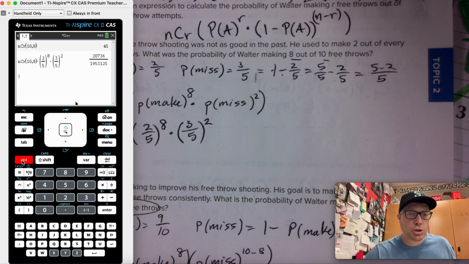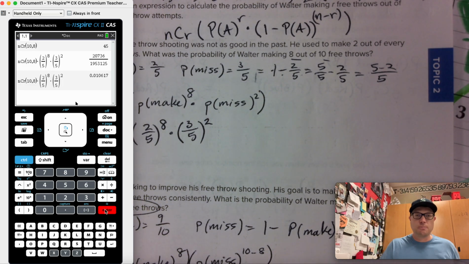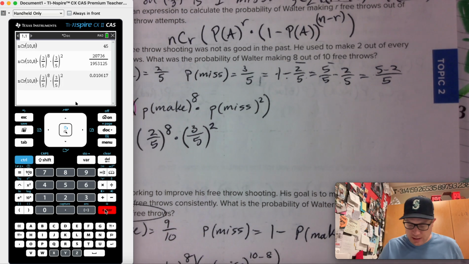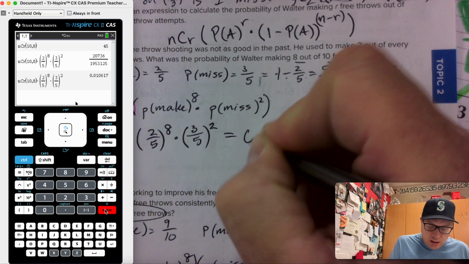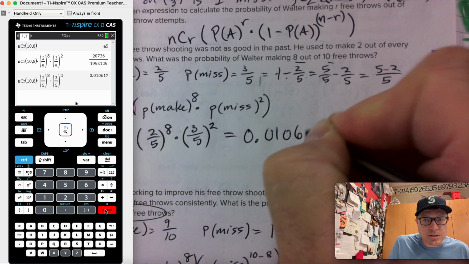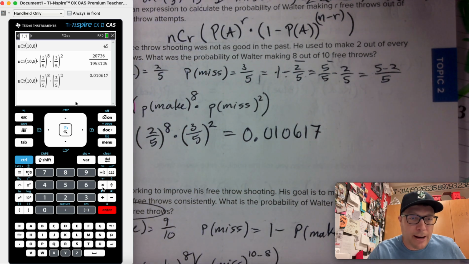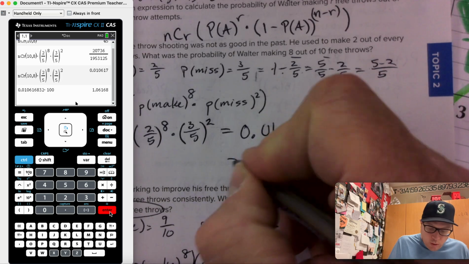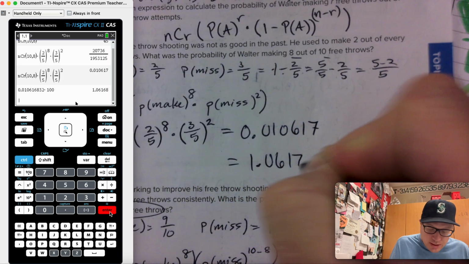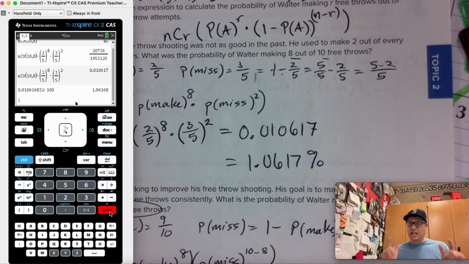So then if I go Control Enter, I get a decimal of 0.010617. That is not likely at all. 0.010617. And then as a percent, multiplying by 100 gives me 1.0617%. That is not likely.